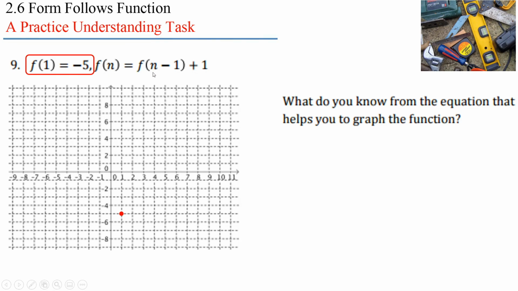Well, f of n is the previous term plus 1. So I'm going to take the previous output, -5, and add 1. -4, -3, -2, -1, 0, 1, 2, 3, 4, 5. I think I'm out of room, so I think I'll stop right there. Now, that's a recursive formula, so this function is discrete. There's nothing in between those outputs. So the graph is done right there.